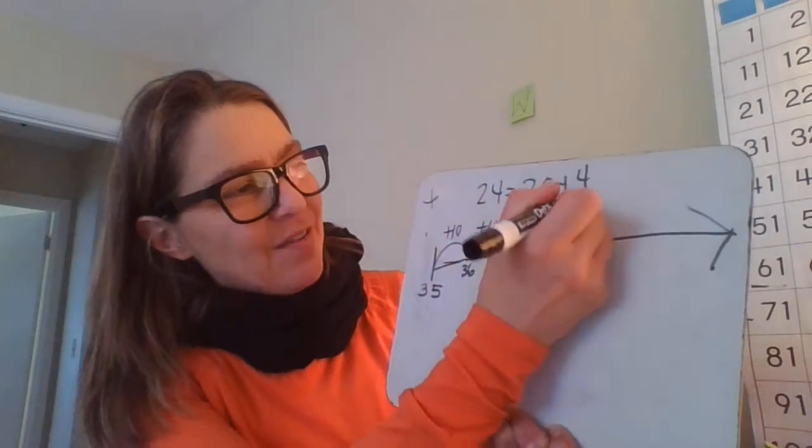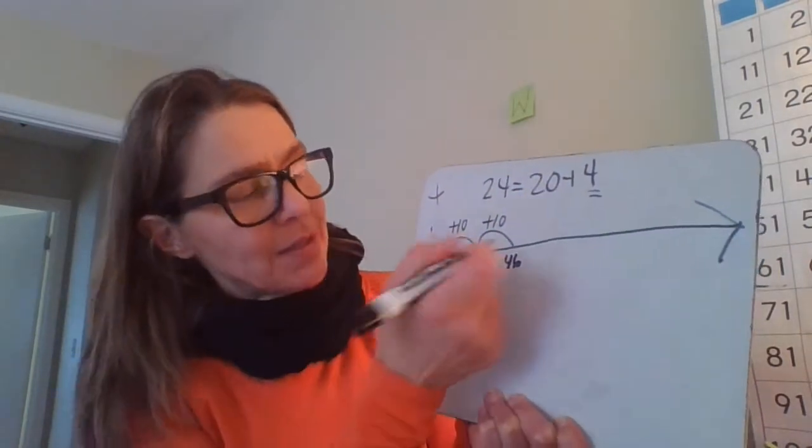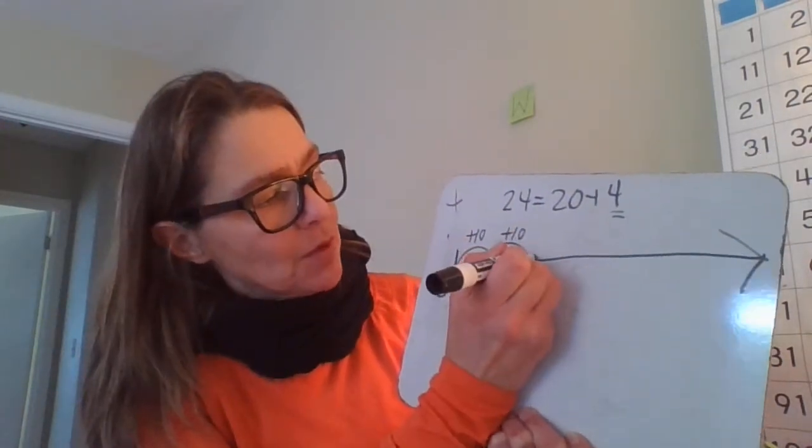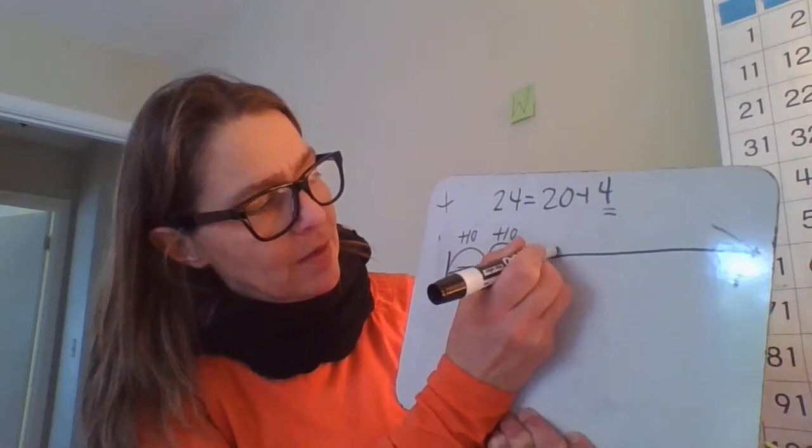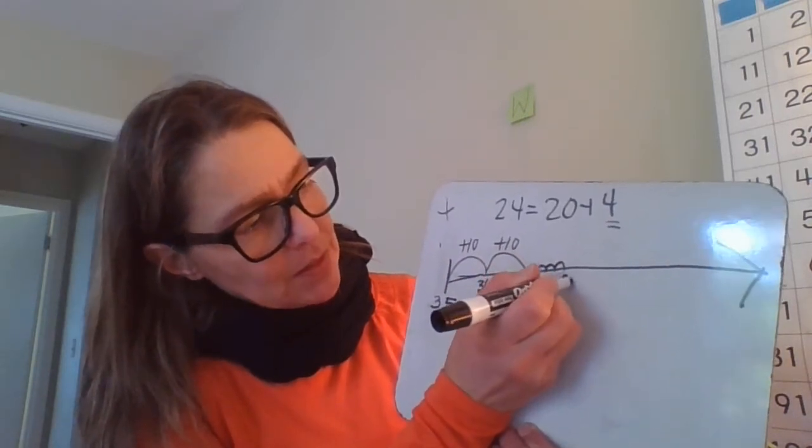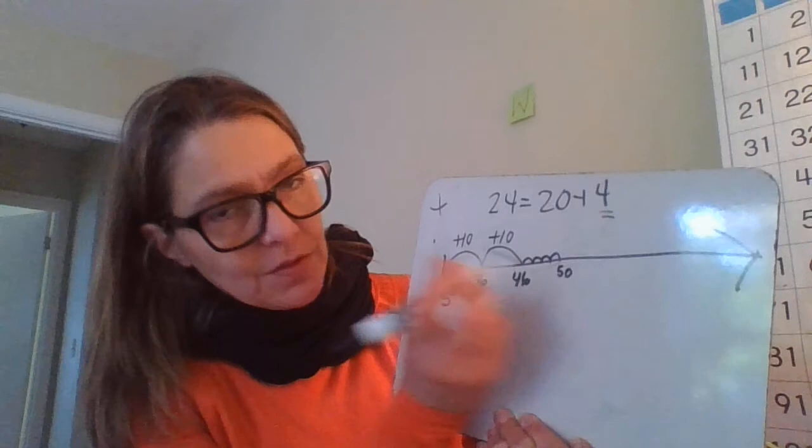And then I still have 4 ones. So I need to go up 4 ones. So I would go 56, 57, 58, 59, and that's where I stop, is 59. So I increased by 2 tens and 4.